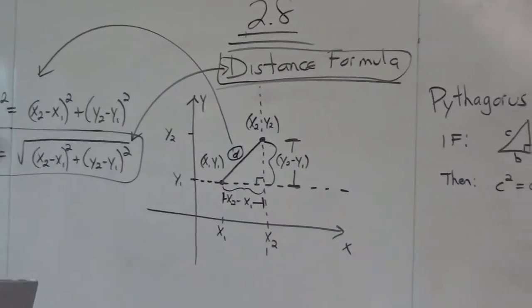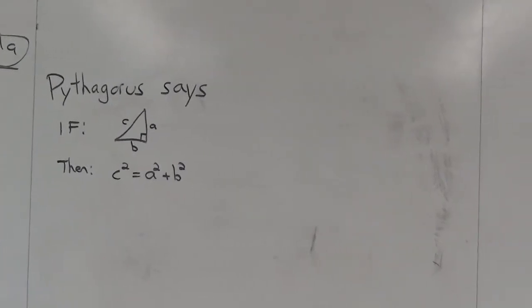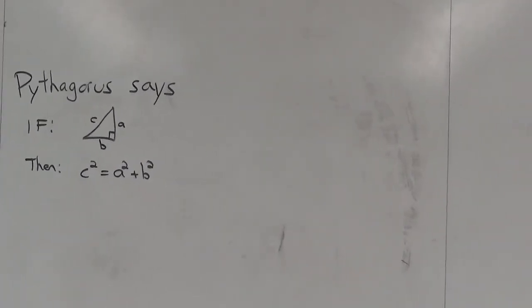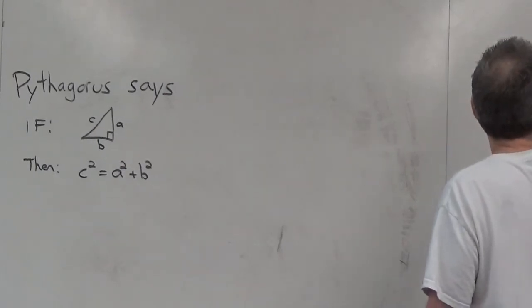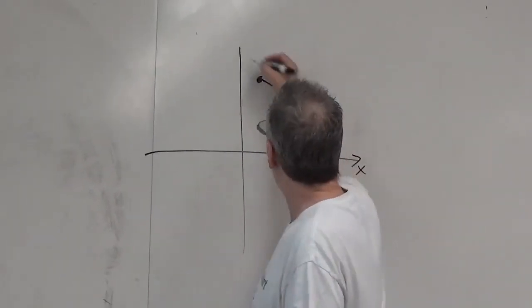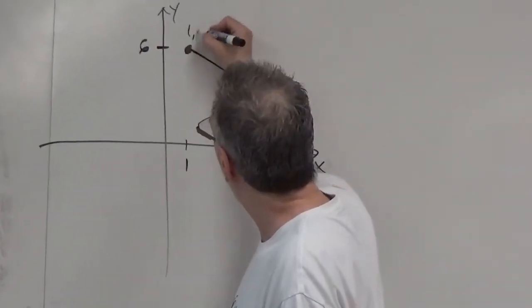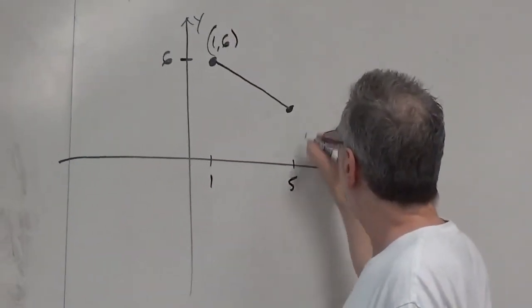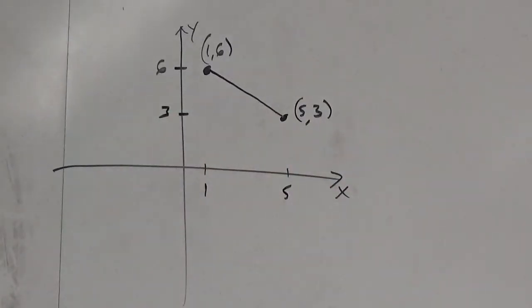So let's look at any 2 points. Let's see if I got any good ones picked out here. We can choose any 2 points we want, really. We're just going to maybe avoid some fractions. All right, so I'll just pick a couple points. Let's say we have this situation here. We'll call this point 1, 6. And we'll call this point 5, 3. And we want to know the distance between those 2 points.